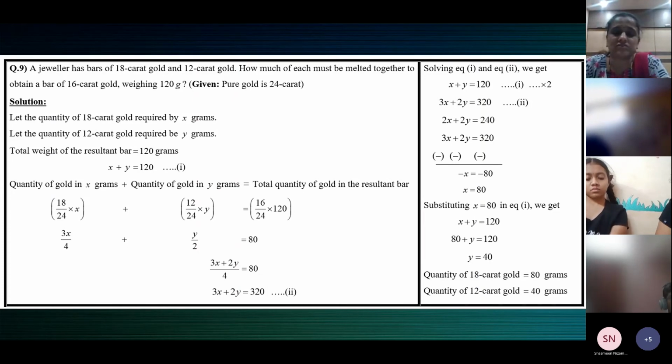Like for percentage, the total is 100. When we say 97%, we say 97 by 100. Similarly, when we say 18 karat, it means 18 by 24. So that is the purity of gold. What is 18 by 24? 6 3s are 18, 6 4s are 24, 3 by 4. So if some jewelry is 18 karat jewelry, that means 3/4.